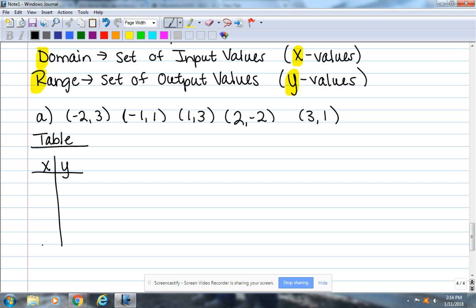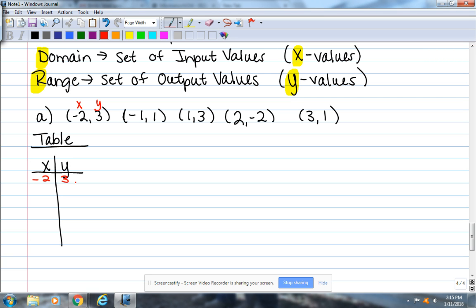So for the point -2, 3, which one is the X, which one's the Y? Yeah, they're in order, right? Ordered pairs are always in alphabetical order, X and Y. So the X value is -2. The Y value is 3.